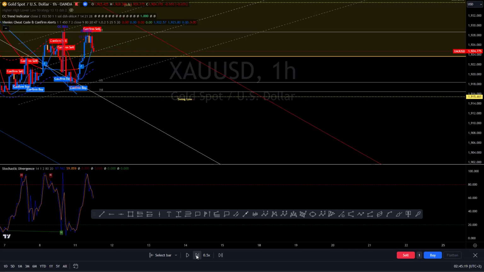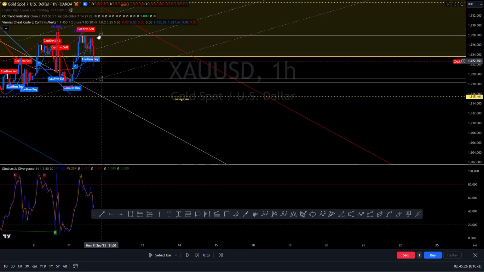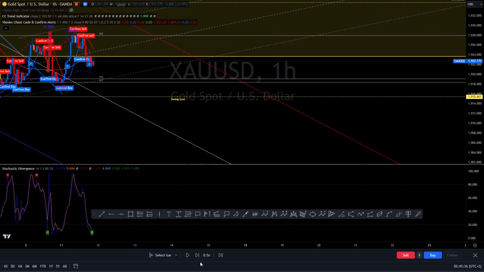Now we had a confirmation sell that formed afterwards. And so that gave you the confirmation that price was going to reverse, pull back, and then it dropped down to here. So that would have been a good entry. And then another confirmation sell. So that's pretty much how to trade this.